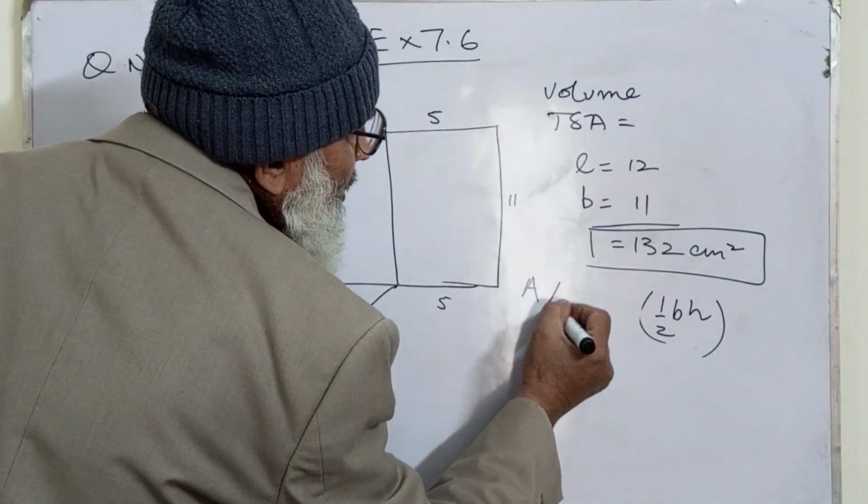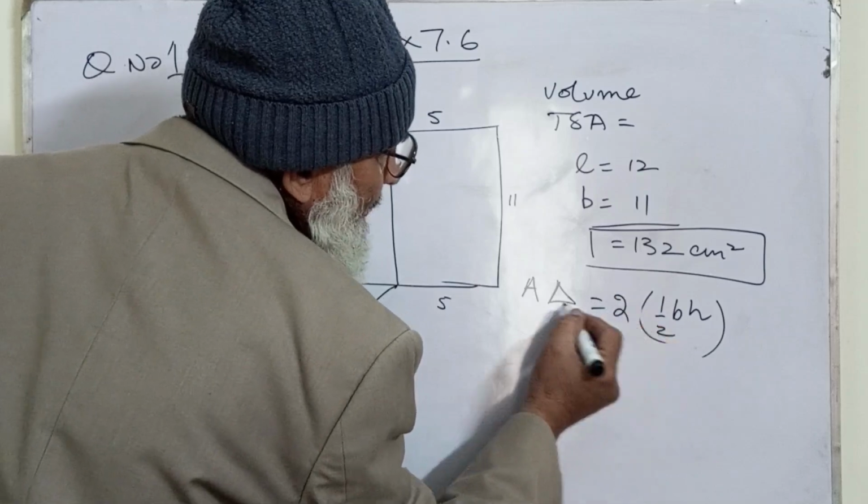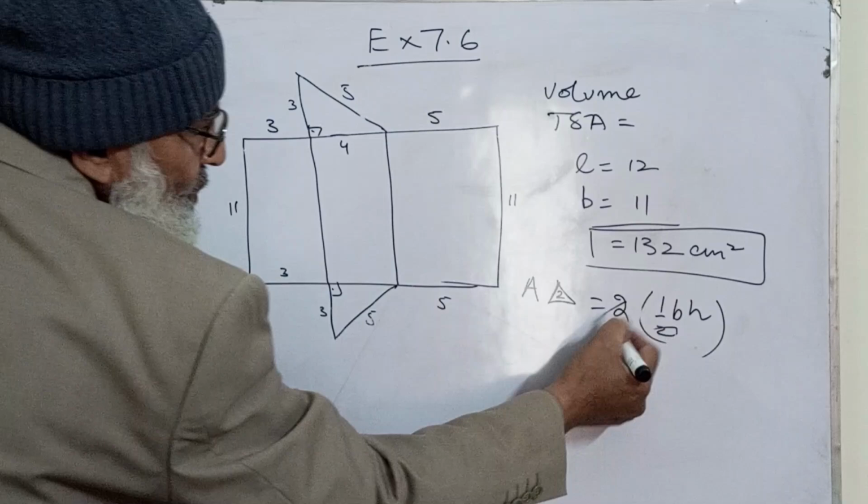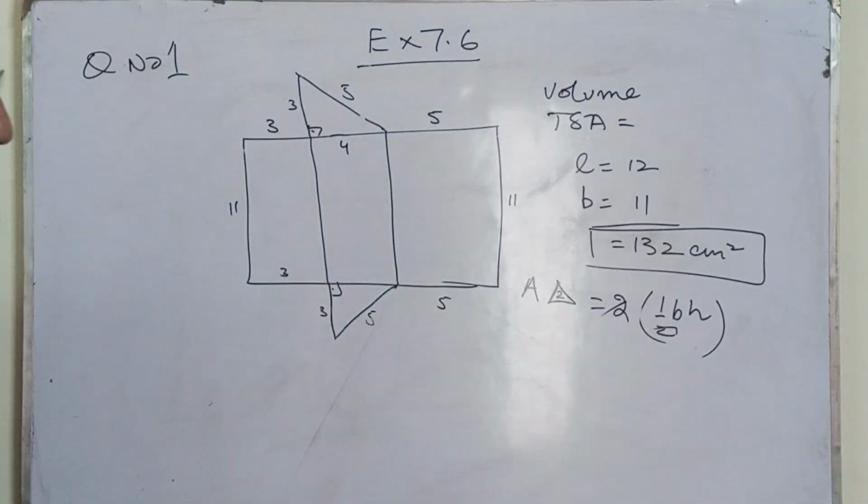Area of triangle is equal to two triangles. Now there are two triangles. Area of two triangles is 2. Now this goes with this. This is what I did.